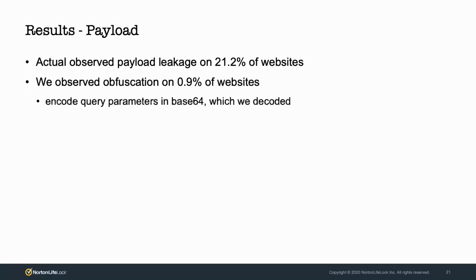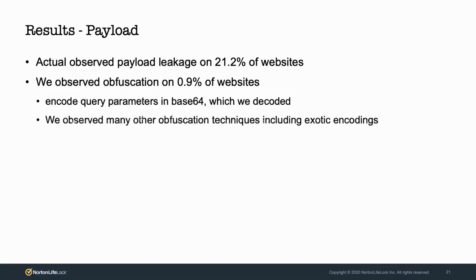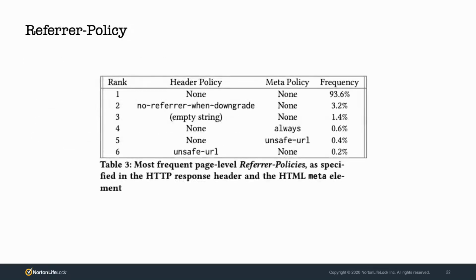For example, these websites might encode the query parameters in base64, which we decoded. We also observed many other obfuscation techniques, including exotic encodings. We observed some very large payloads in some cases, for example, over 10 kilobytes per request, which was a little bit suspicious. Finally, we would like to report on what referrer policies were observed in the wild.